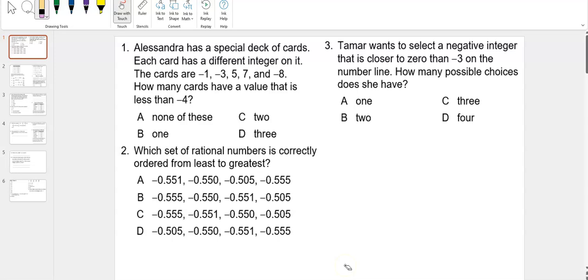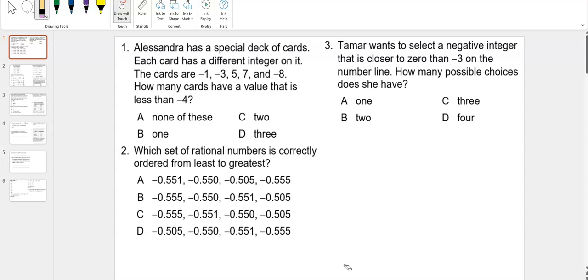Kirkwood Math. All right, ladies and gentlemen, here we are reviewing our Unit 1 review for our test. I'm going to go over each problem so that you can study them and have a better understanding of what to do for your test or your retake.